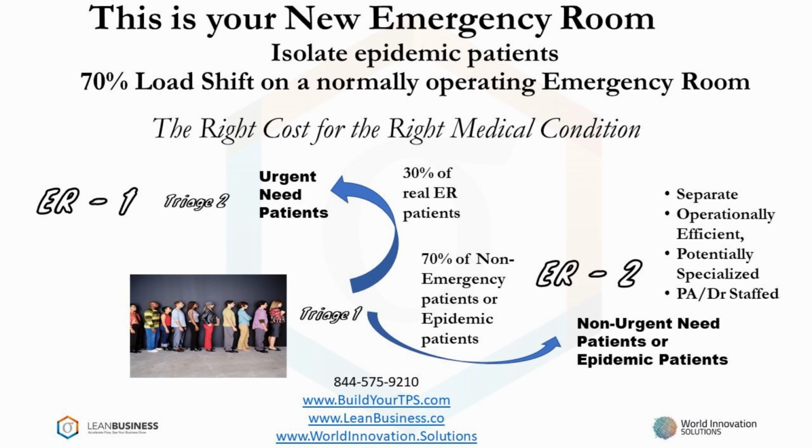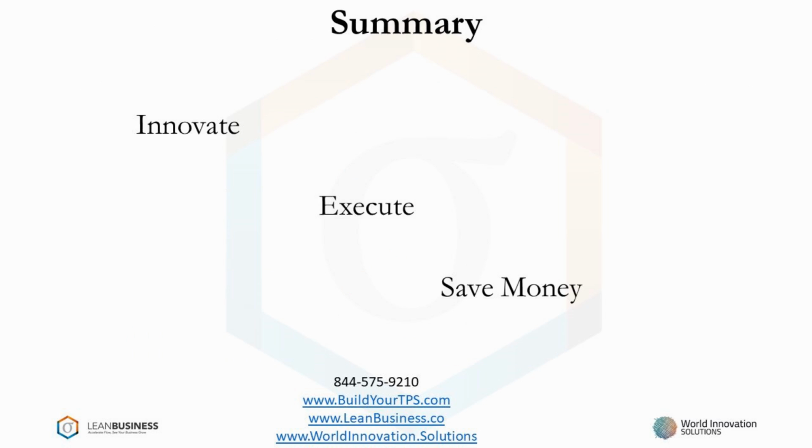ER2 exists in one of two configurations. Normally, it would be staffed with physician assistants and doctors where needed to tend to the non-emergency patients. The second configuration contains more specialists used to assess the state of epidemic patients. The admittance team sends the remaining emergency room patients with real emergencies to triage 2 as normal. It's important to separate patients based on their contagiousness as well as their load on emergency room services.